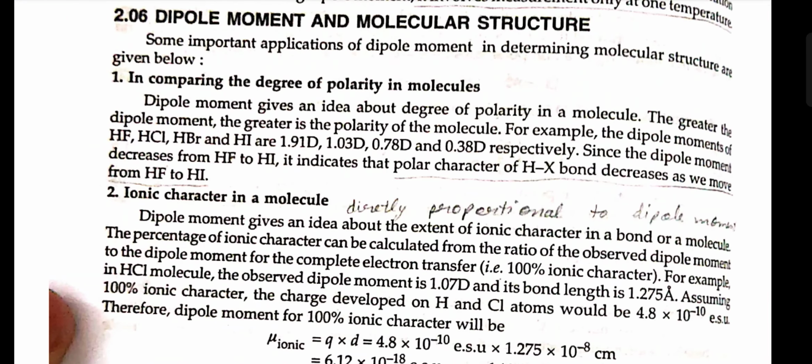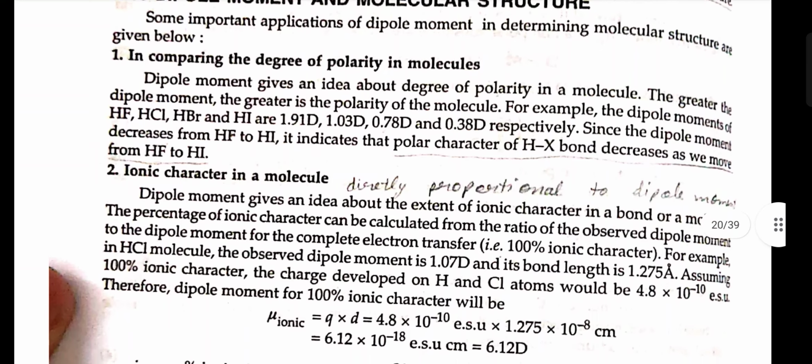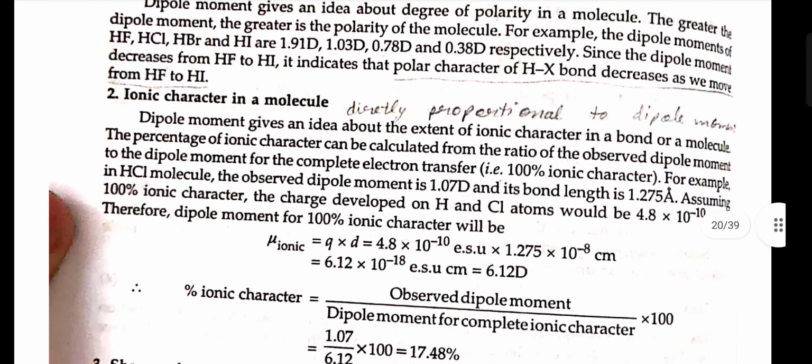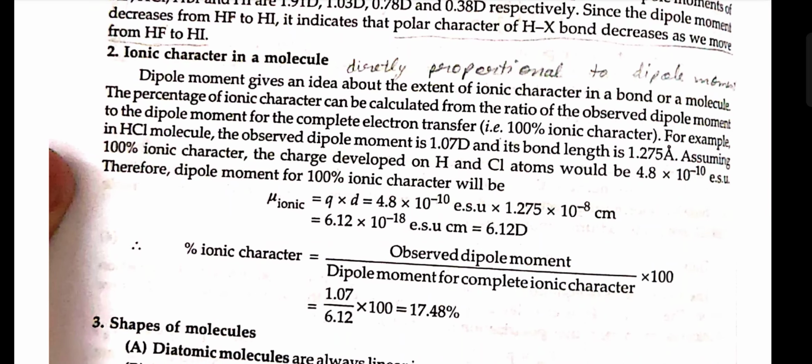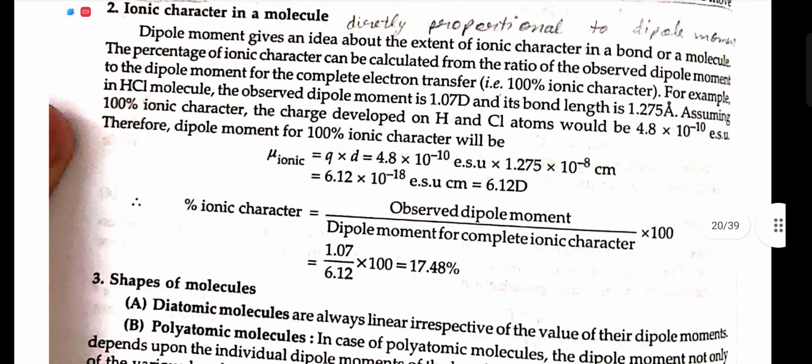Dipole moment and molecular structure. Dipole moment and molecular structure are used in comparing the degree of polarity in molecules. For different types of molecules, their polarizability can tell us the charge over them. We can find their ionic character. The more the dipole moment induced, the more its ionic character. We can find the ionic dipole and then compare it with the observed dipole moment; dividing and multiplying by 100 gives the percentage ionic character.